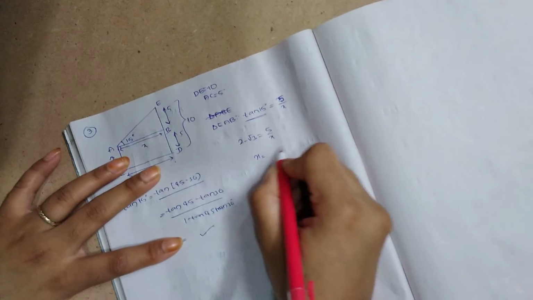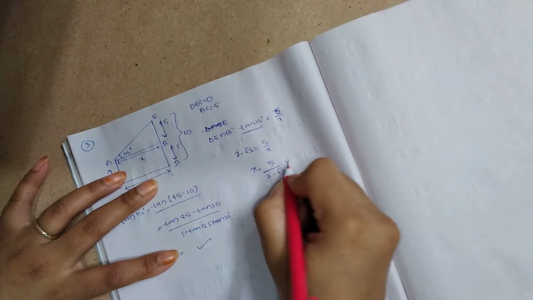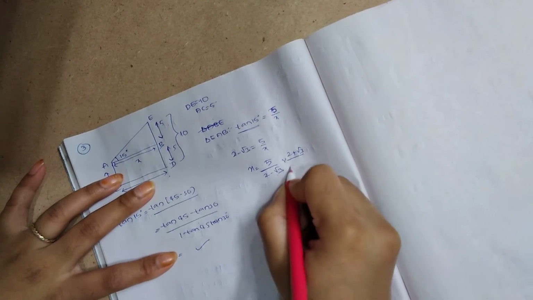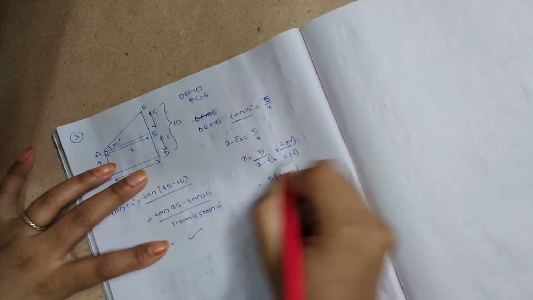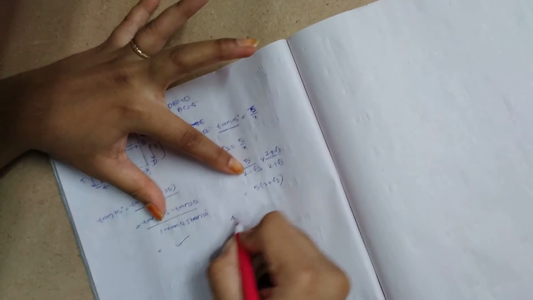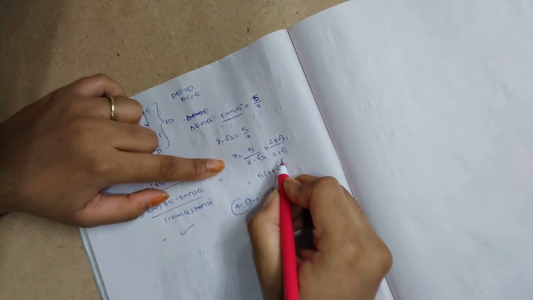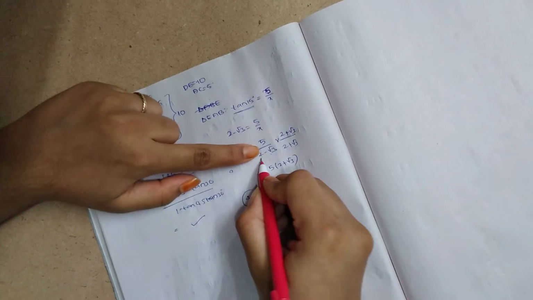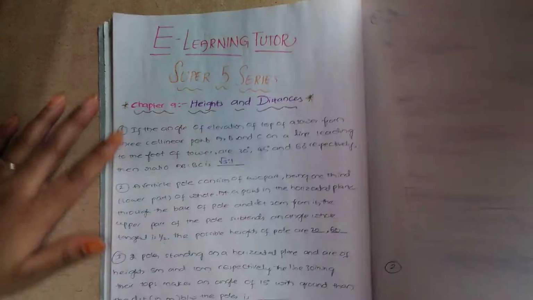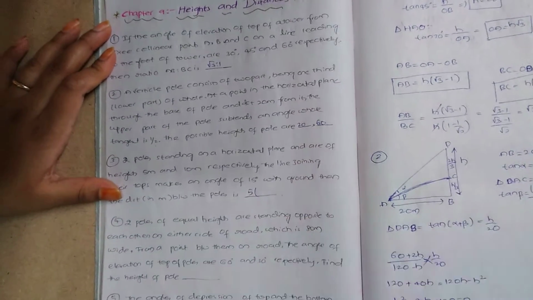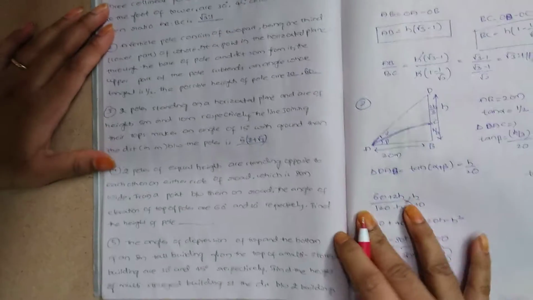Now let's find out: 5/(2 - √3). Root 3 cannot be in the denominator, so rationalize it. What do you get? 5(2 + √3). Why? What is this? 4 - 3, which is 1. Why 4 - 3? (a + b)(a - b) formula is a² - b². Yes, a² - b² is 1. So this is our answer. Let's go to the next question. What is this answer? 5(2 + √3).